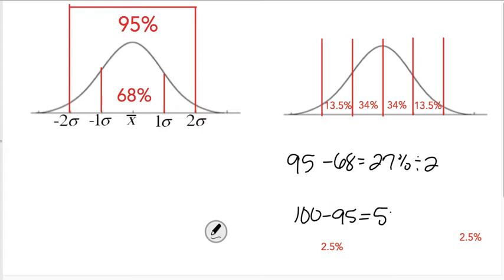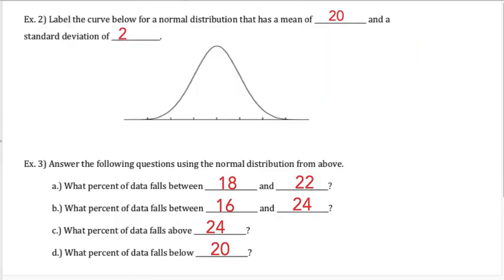That leaves us with 5% for the little tails on each side, and then that would divide by 2, leaving us with 2.5% in this little piece here and 2.5% in this little piece here. So again, I need you to commit the 95 and the 68 to memory, and you can calculate and label these percentages. So if you turn the page in your notes packet, we have a few examples to go through, and let's practice applying this material.